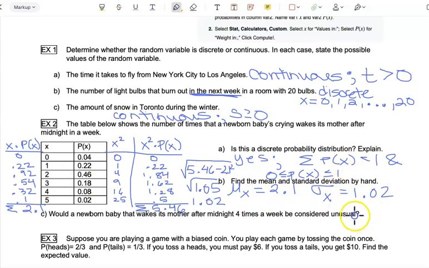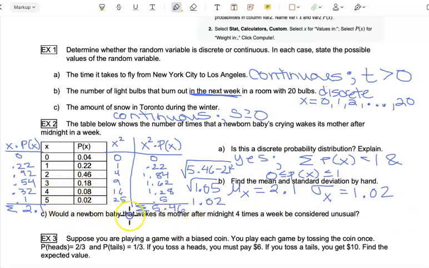So now you know how to do that by hand. We also want to be able to answer some questions, and I'm going to show you how to do this in StatCrunch as well. But when you're given the table, it's not too hard to do without StatCrunch.